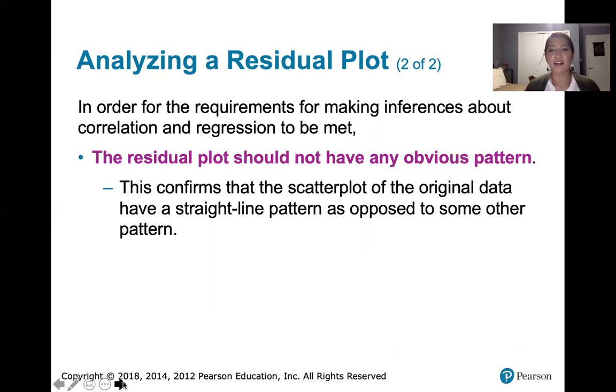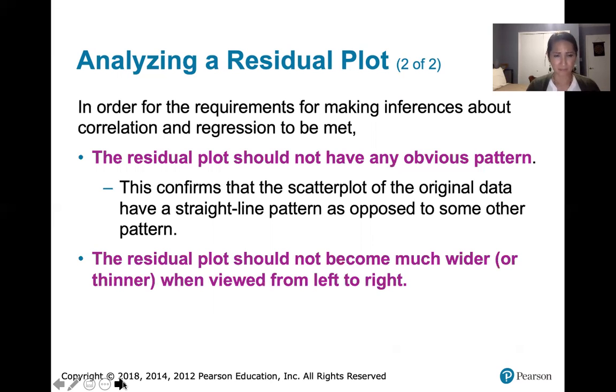If the residual plot doesn't have an obvious pattern, that confirms that the scatter plot of the original data has that straight line pattern that we are looking for or expecting, as opposed to some other pattern.